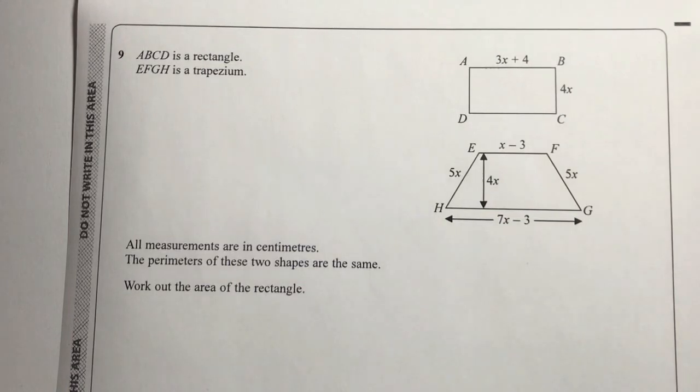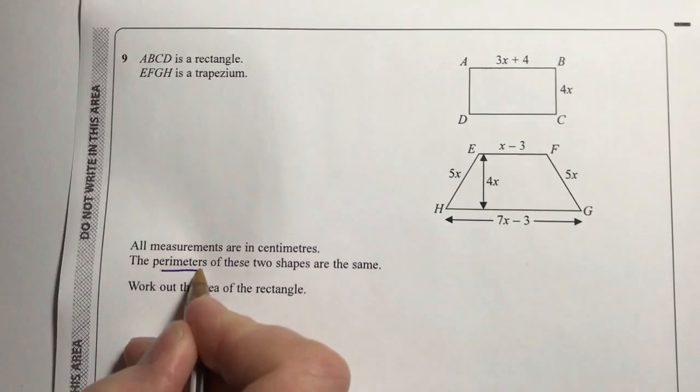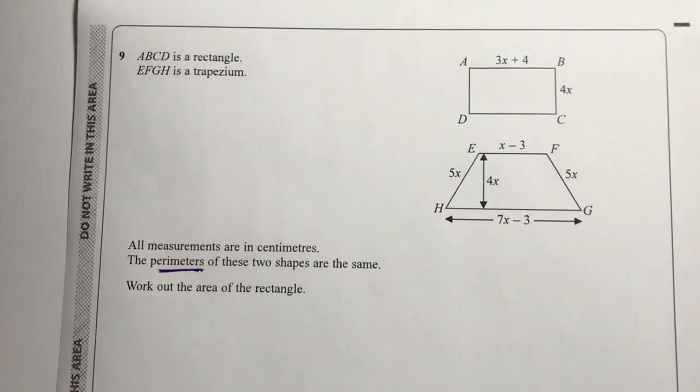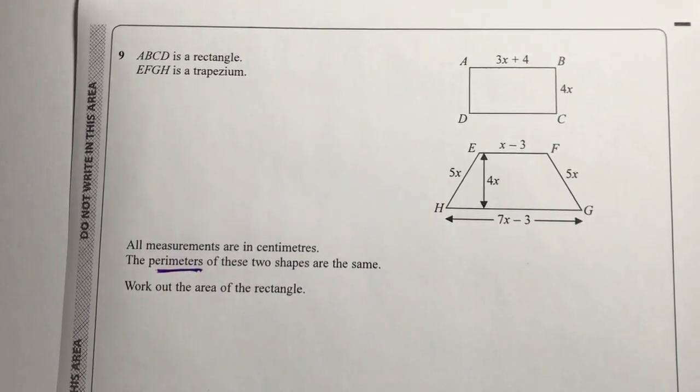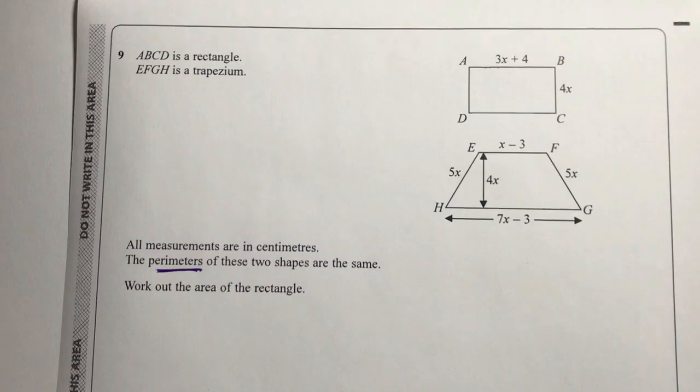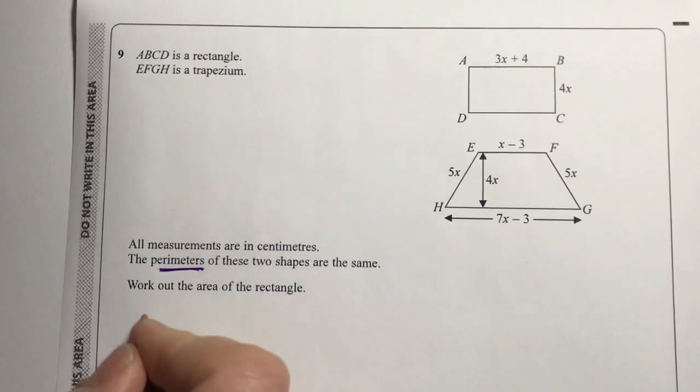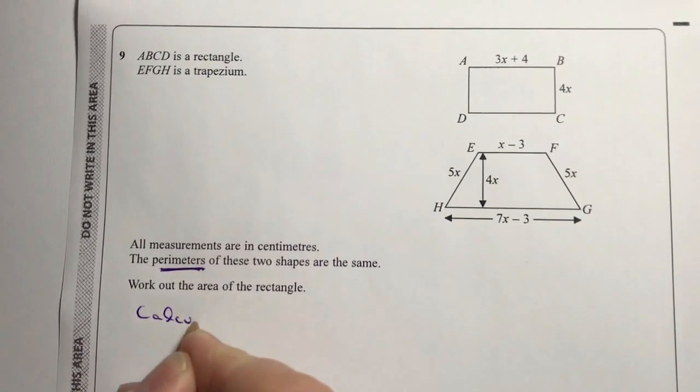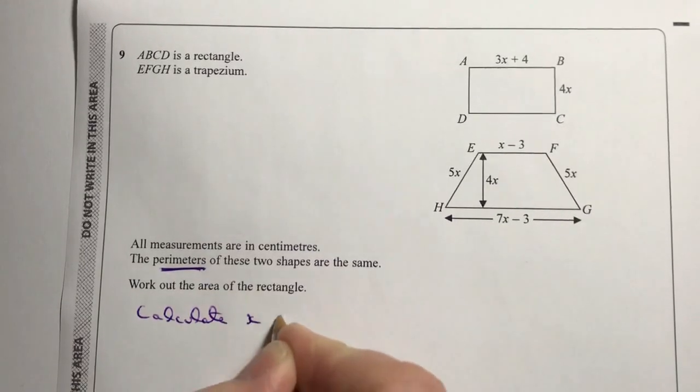What you've got to do is make sure you read the question. The perimeters of the 2 shapes are the same. Yes, they are going to ask you to work out the area of the rectangle, and that's the final bit of the question. However, the important thing is, in order to work out this area of the rectangle, we just need to work out the value of x first using the perimeters. So we're going to calculate x using perimeters.